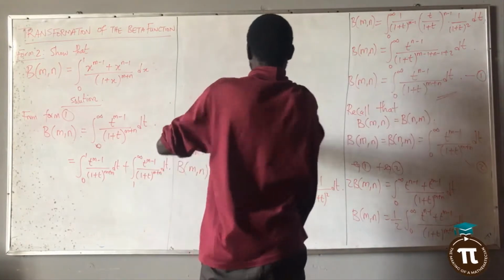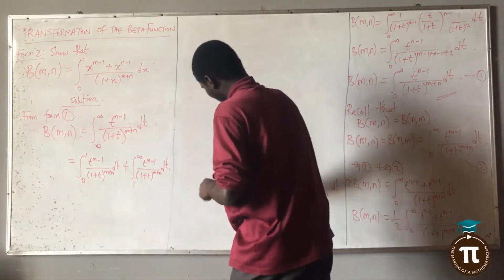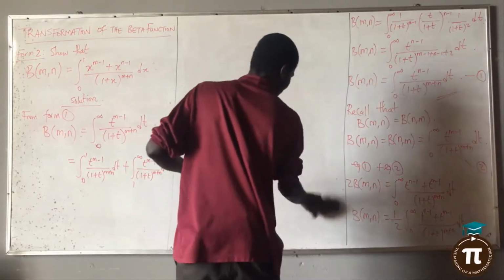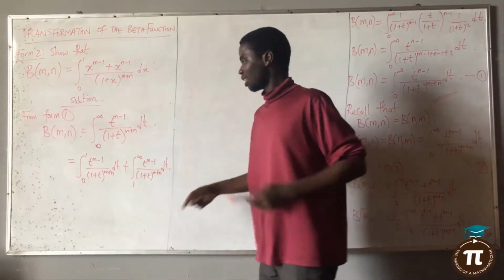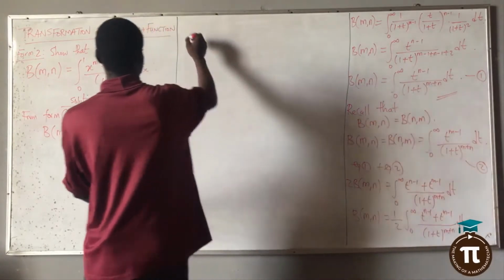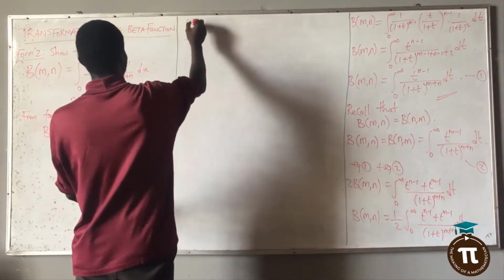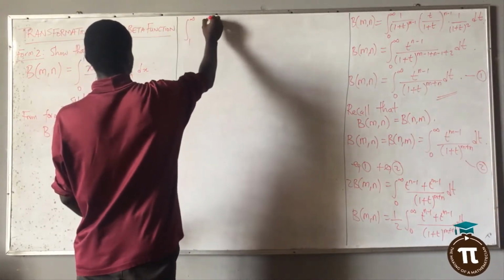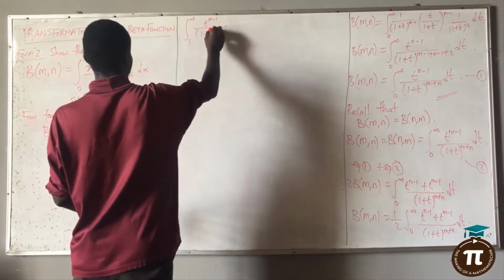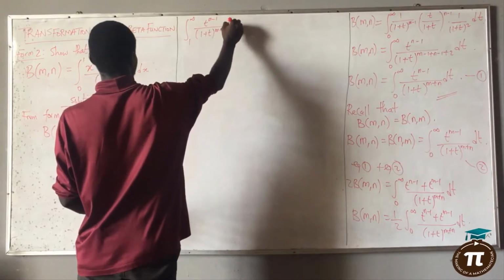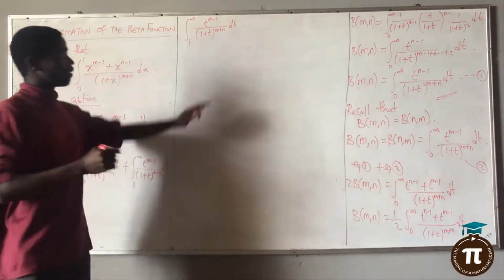The next thing that will happen is that I just need to evaluate this. I need to evaluate the integral from 1 to infinity of t raised to the power of m minus 1, all over 1 plus t raised to the power of m plus n. I just need to evaluate this.